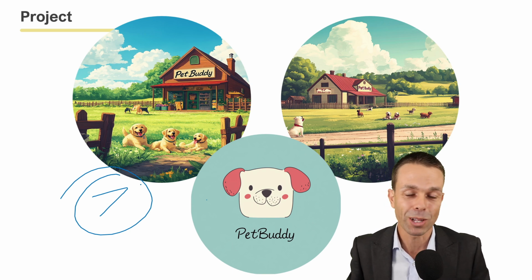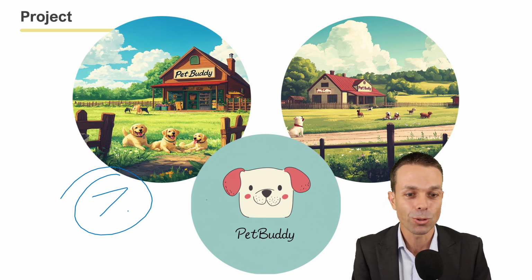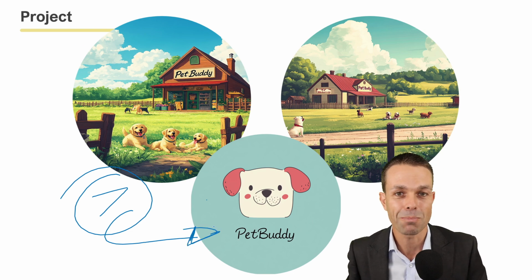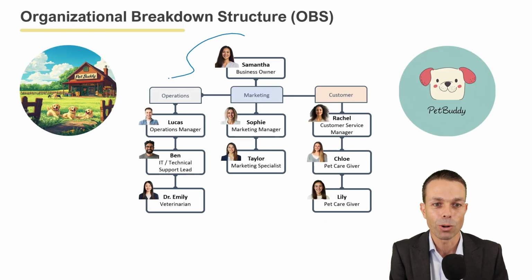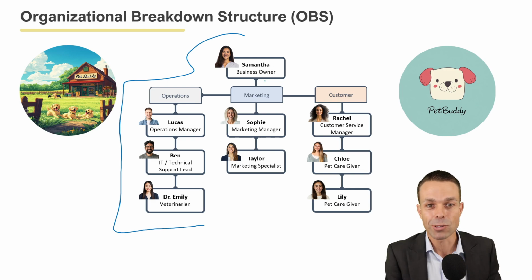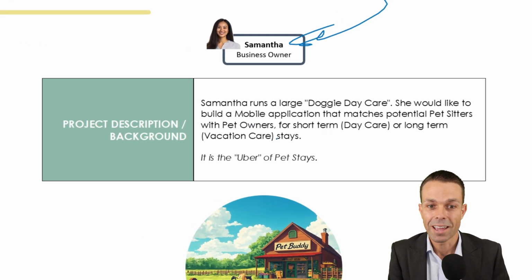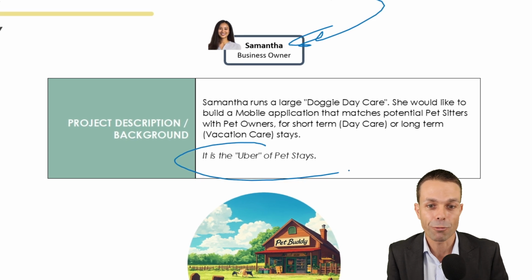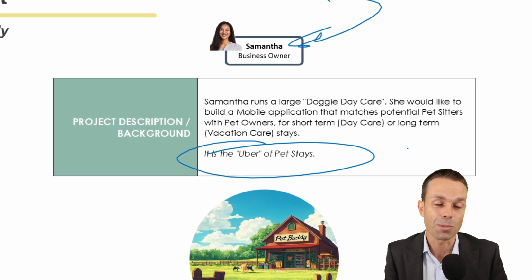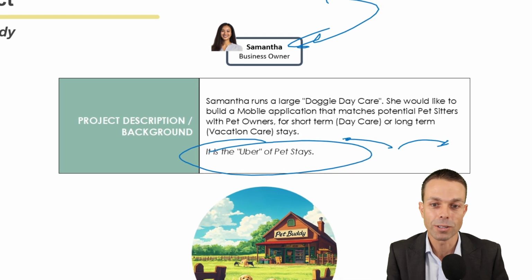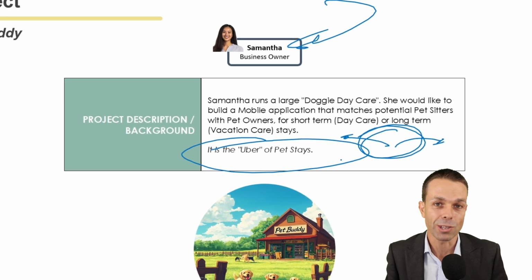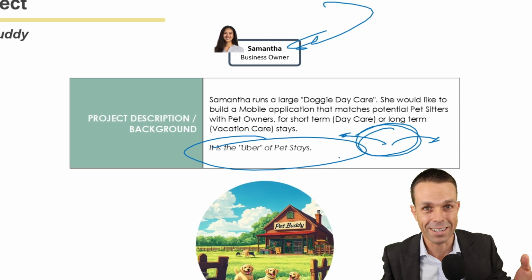And if you haven't been following along so far, we're doing all of these tools as we go along in an example project called the Pet Buddy project. These are all the people who are working in the Pet Buddy business. Samantha is the business owner. In fact, Samantha's done her business case where she's calling it the Uber for pet stays. So we're going to match up pet sitters with pet owners, and they're going to match up just like the Uber app, but for pet sitters.